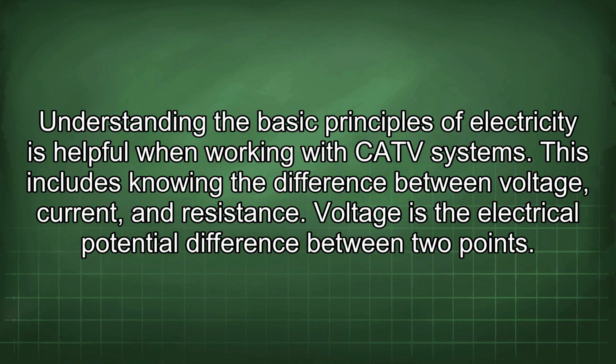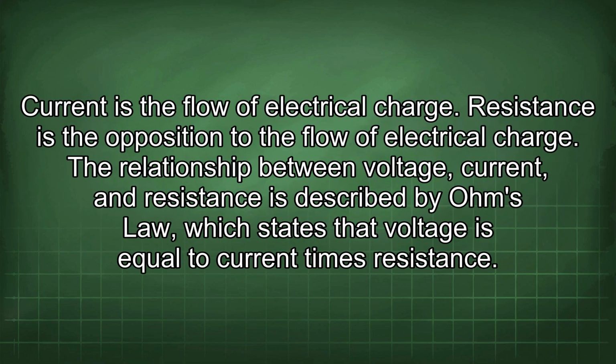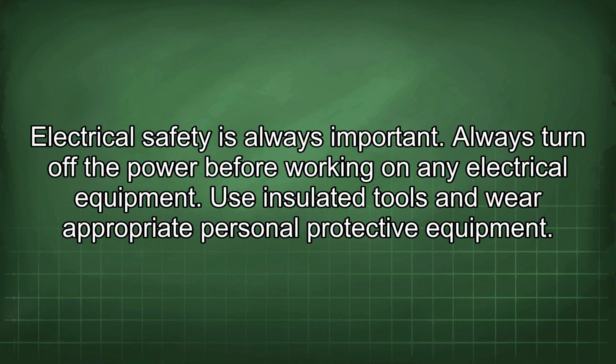Understanding the basic principles of electricity is helpful when working with CATV systems. This includes knowing the difference between voltage, current, and resistance. Voltage is the electrical potential difference between 2 points. Current is the flow of electrical charge. Resistance is the opposition to the flow of electrical charge. The relationship between voltage, current, and resistance is described by Ohm's law, which states that voltage is equal to current times resistance.